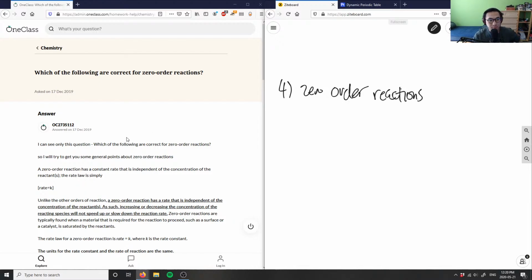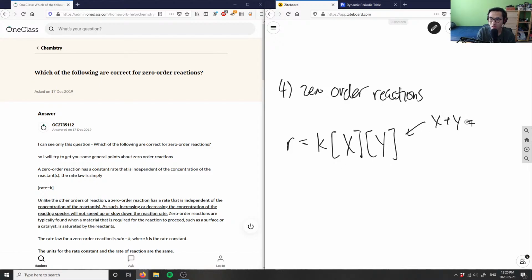So it says here, a zero order reaction has a constant rate that is independent of the concentration of the reactants. The rate law is simply rate equals k. So this is correct, right? So when we're saying the rate here, which is simply R, equals, we know there's a rate constant times some type of concentration. We can say it's X or Y here, and these are going to be the reactants. So X and Y are the reactants.